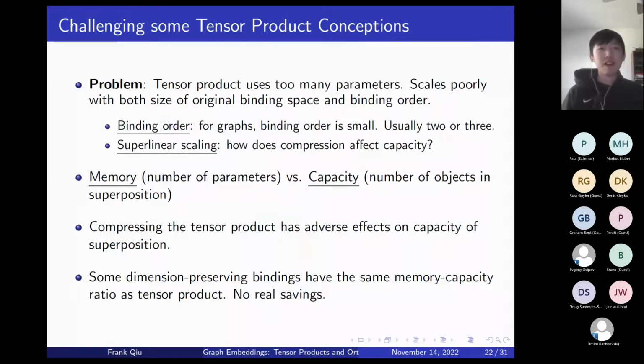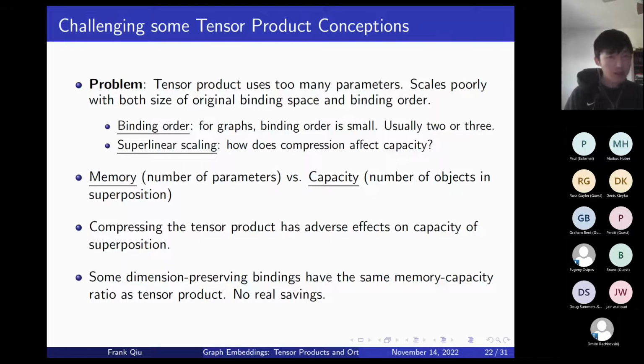So first, what is the problem with the tensor product? It just uses too many parameters. It scales poorly with both the size of the original binding space as well as the binding order. Well, for graphs, the binding order is always small. Usually it's either 2 or 3, depending on if you want to tensor on a type to the edge. It also scales superlinearly with respect to the original binding space. In the case of the proposed method here, it scales quadratically. But perhaps this quadratic scaling or the superlinear scaling is necessary.